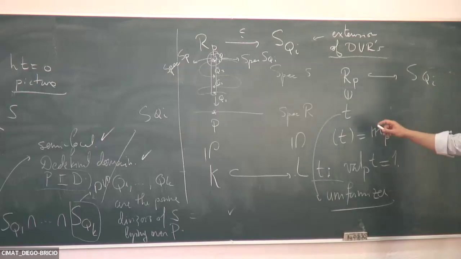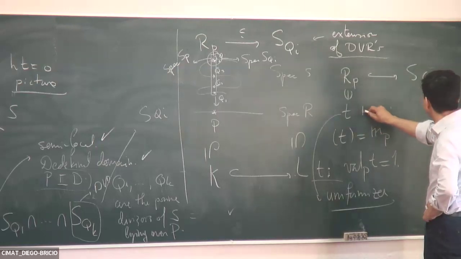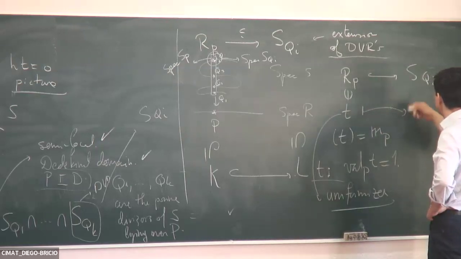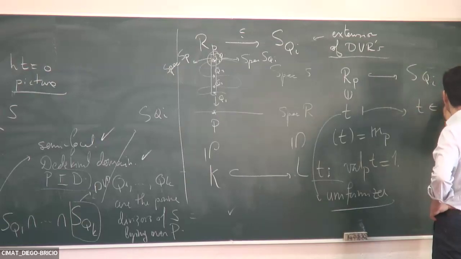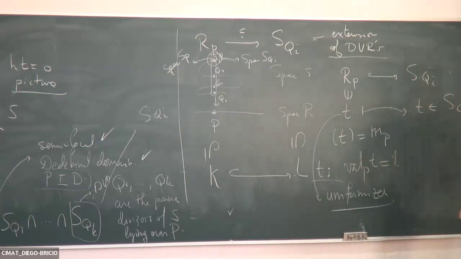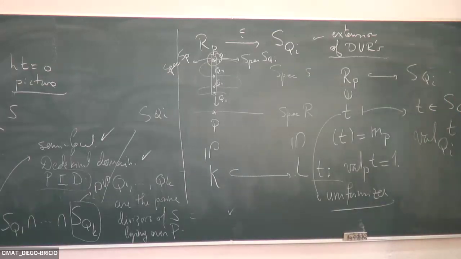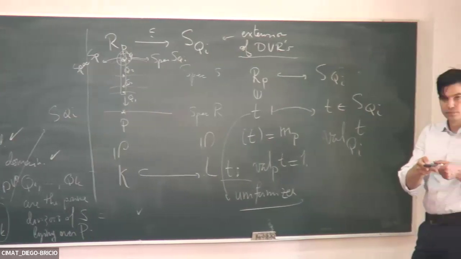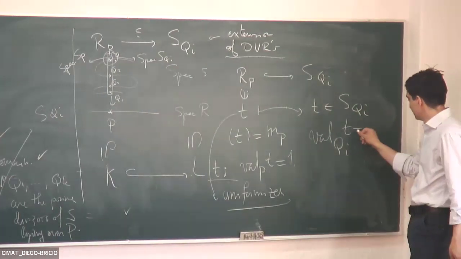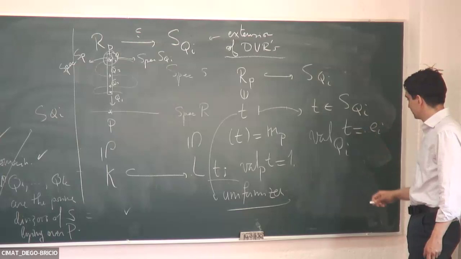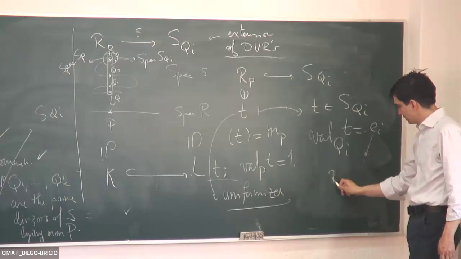So why is this important? Because then you can see where it goes here. Well, it goes to T, let's say, but then you can look at it as an element here, and you can compute the valuation here. But it won't be 1. It doesn't have to be 1. What is it? Let's write it down as e_i. And this is the ramification index.